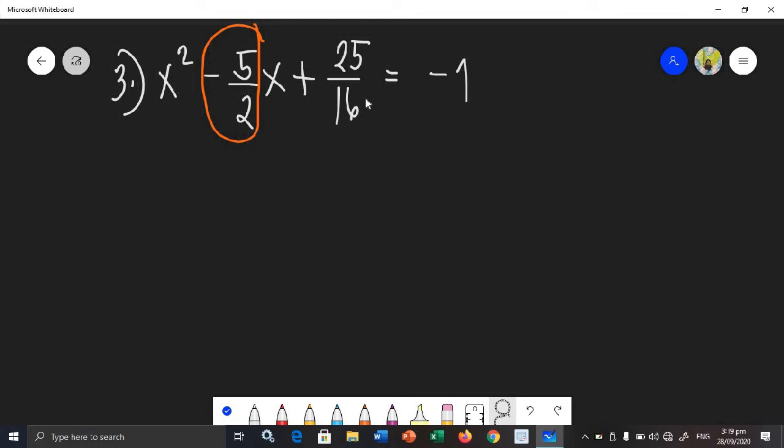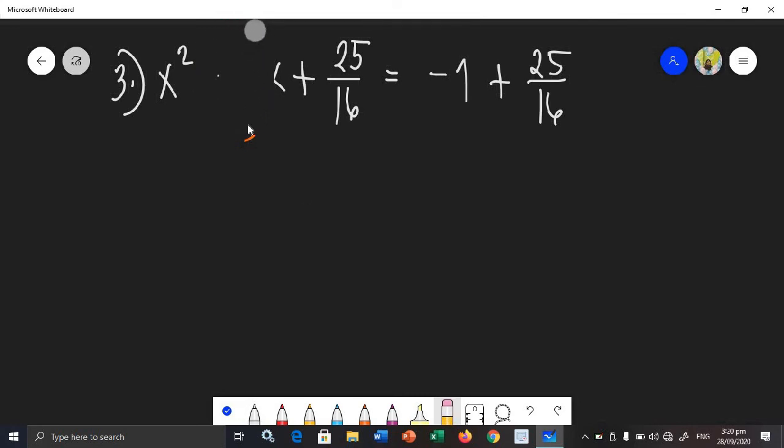Okay? So, yun. So, now that we add another term here, i-add din natin siya dito sa left side. So, plus 25 over 16. So, ganyan yung mangyayari sa kanya. Now, kailangan na nating i-factor. And I'm going to erase this part muna. So, the given is minus 5 over 2 x plus 25 over 16 equals negative 1 plus 25 over 16. Now, okay na tong perfect square trinomial natin, we need to factor it.